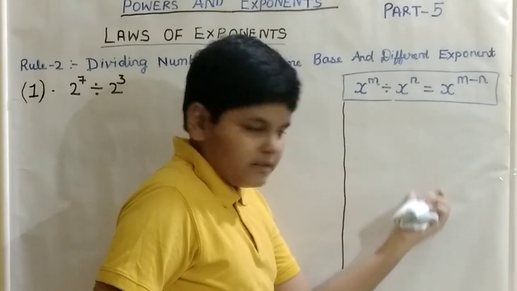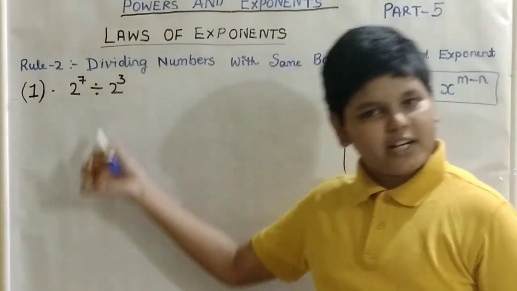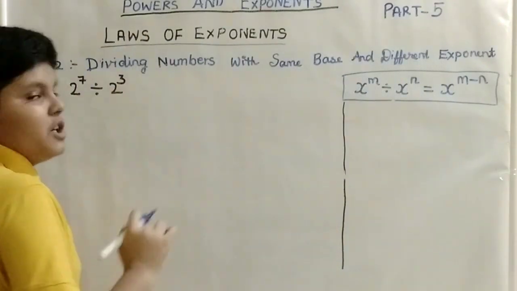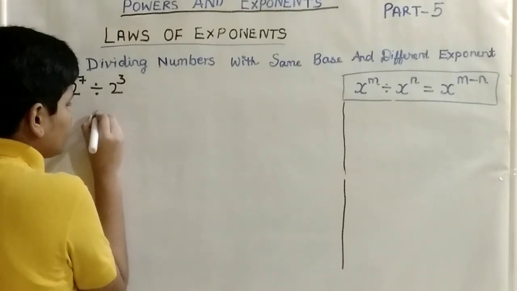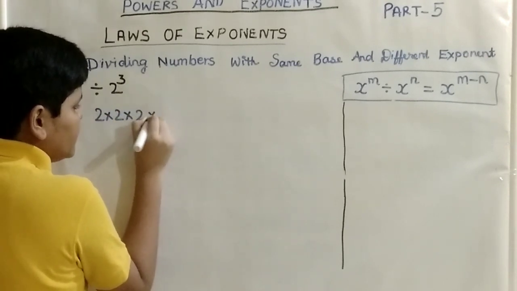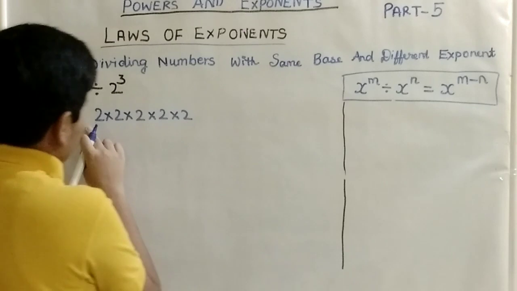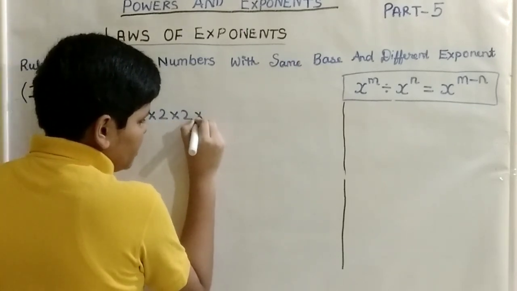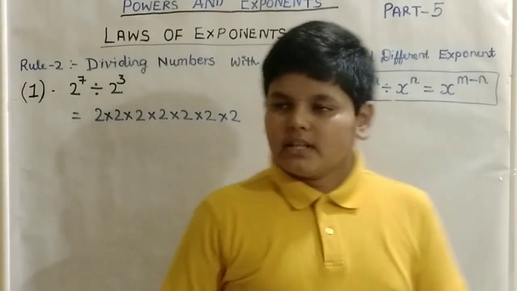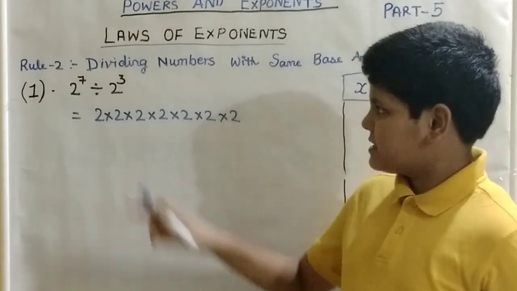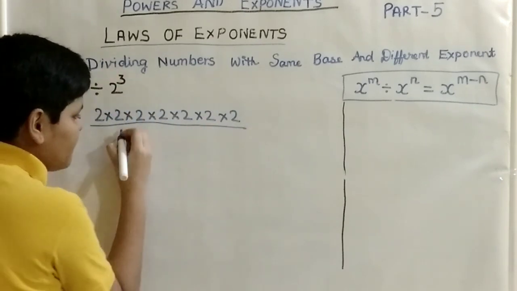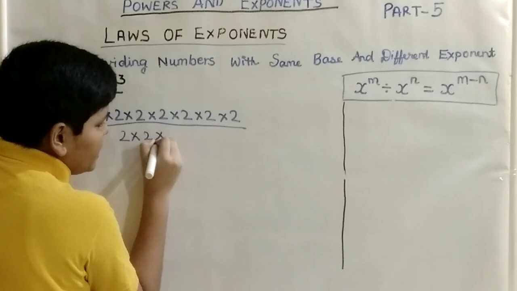So before doing it with our laws way, first we are going to do it the traditional exponential way. Here we have 2 to the power of 7. 2 to the power of 7 means 2 into 2 into 2 into 2 into 2 into 2 into 2. This is our step number 1. 2 to the power of 7, that is 2 multiplied by itself 7 times, divided by 2 to the power of 3, which is 2 into 2 into 2.